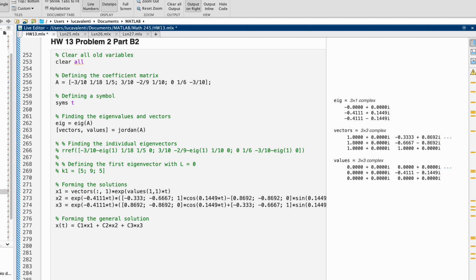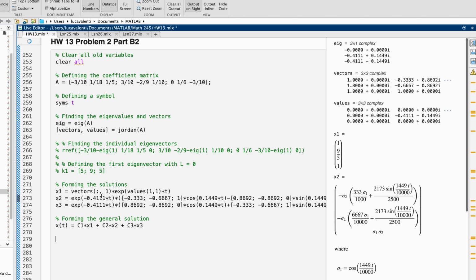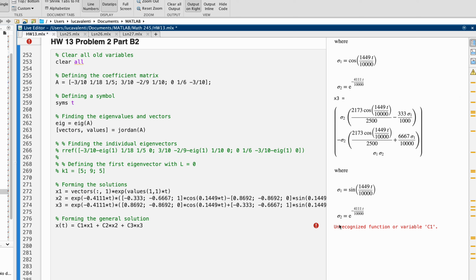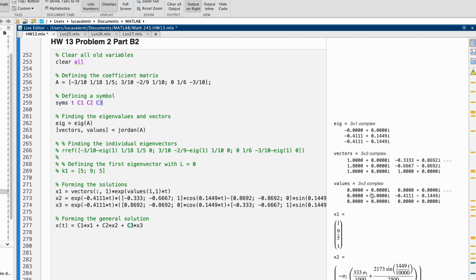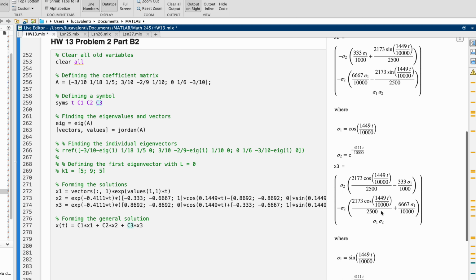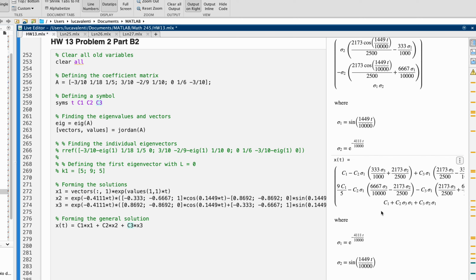And now what I want to do is just leave it like this. Okay, so Control Enter. Control Enter. Unrecognized function and variable because we haven't defined these. So C1, C2, C3. Pressing Control Enter here. And here we get what our solution is.